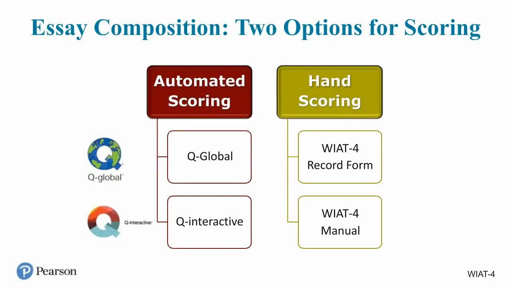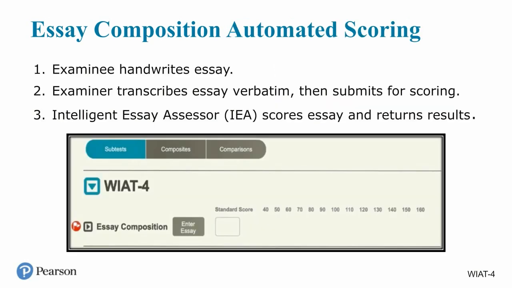The WIAT-4 provides 2 options for scoring of the essay composition subtest. Examiners can use automated scoring on Q Global or Q Interactive, or they can use the record form and manual for hand scoring. The Intelligent Essay Assessor is used to score the essay automatically. The process begins with the examinee handwriting the essay. The examiner transcribes the essay verbatim and submits for scoring. The Intelligent Essay Assessor, IEA, scores the essay and returns the results. On the next screen, you can view a videotape demonstration of the automated scoring process.